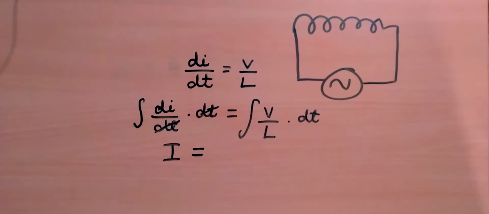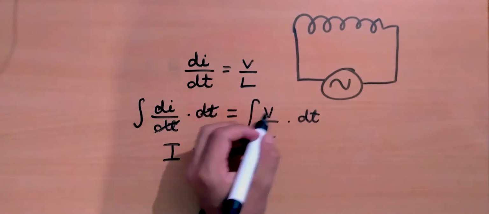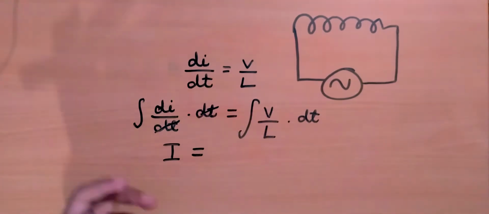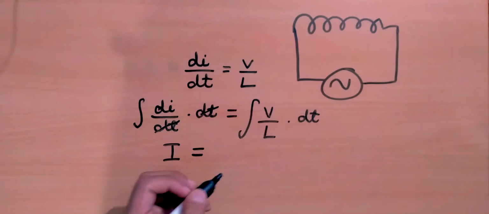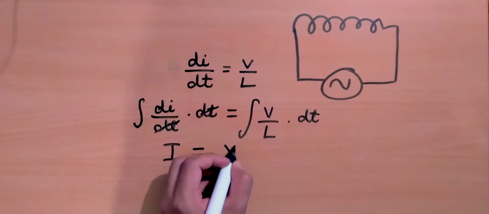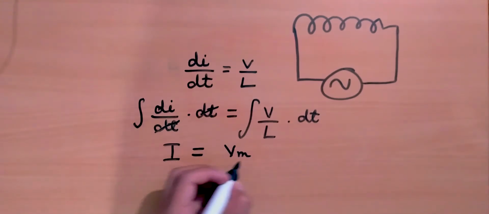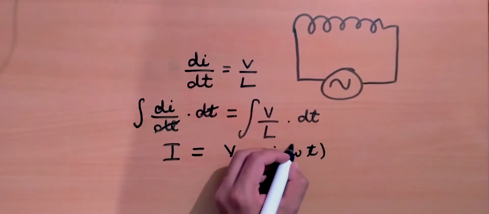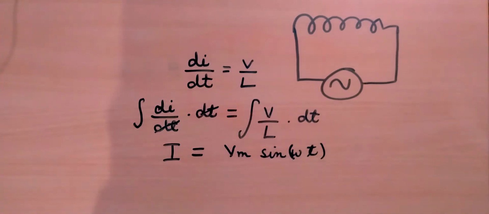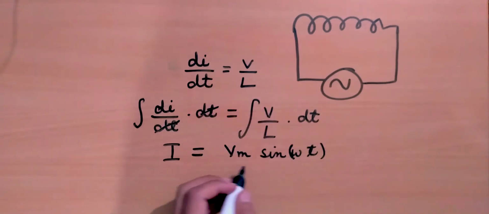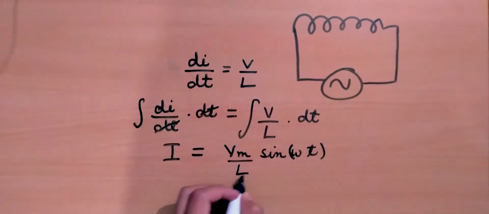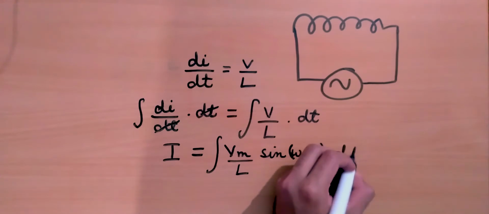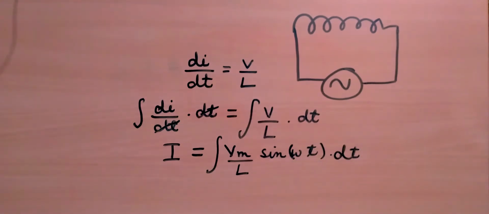Now, I know that this is an AC source, so the voltage must be alternating, and I have an expression for that alternating voltage. What is that? Well, that is simply Vm, the peak voltage, times sine omega t. That is the expression for the source voltage, and obviously I have this L in the denominator, and it's being integrated with respect to dt. I hope all that is visible easily.